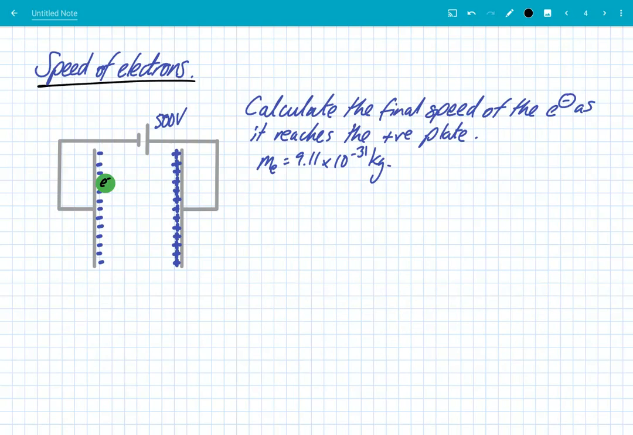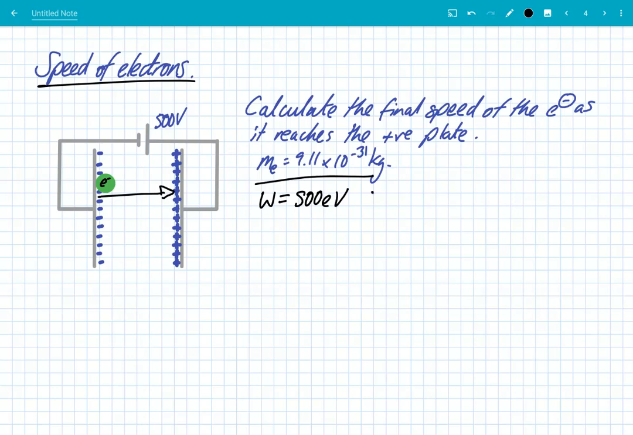Based upon the definition of an electron volt, the energy gained when an electron is accelerated by a potential difference of 1 volt, we can use that to calculate the final speed of this electron when it's accelerated across a potential difference. So in this situation, we've got a 500 volt potential difference and we've got an electron being accelerated by it. The question says, calculate the final speed of the electron as it reaches the positive plate. And we're given this little bit of information that the mass of an electron is 9.11 times 10 to the minus 31 kilograms.